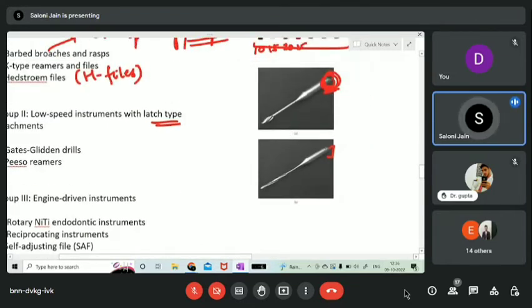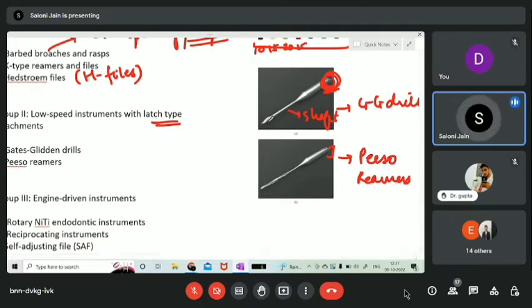This one, the first figure is of GG drills, and the second is piezo reamers. So the difference, as you can appreciate from the picture itself, is that a longer shaft is present in the GG drill. It has got a long thin shaft and a flame shaped head. So this is the flame shaped head.